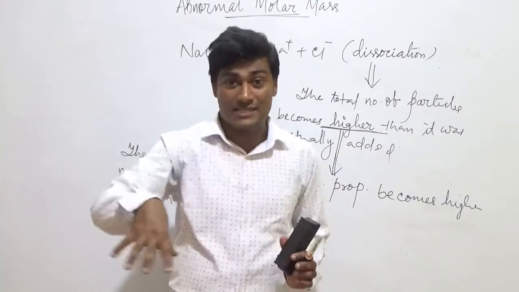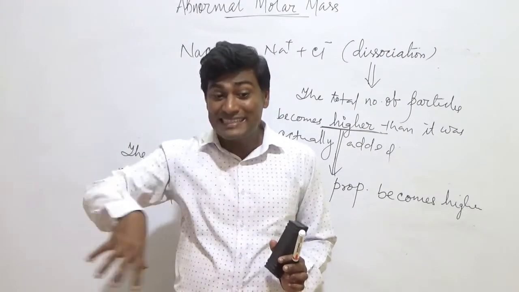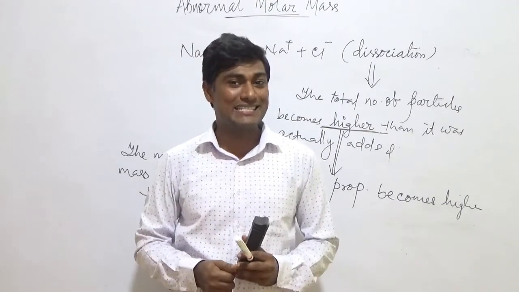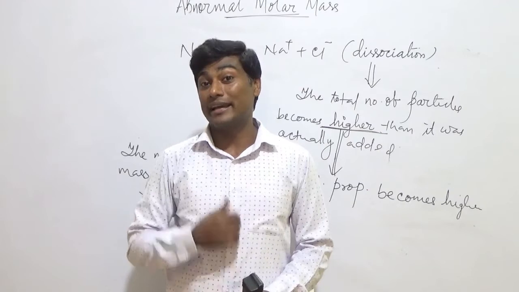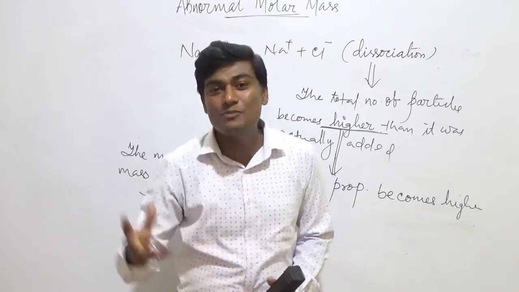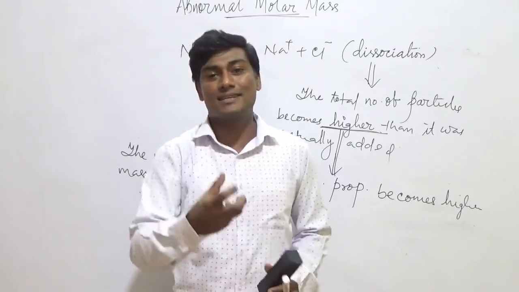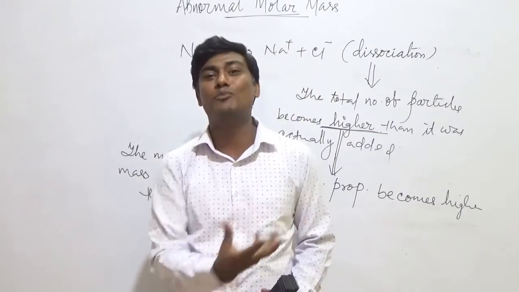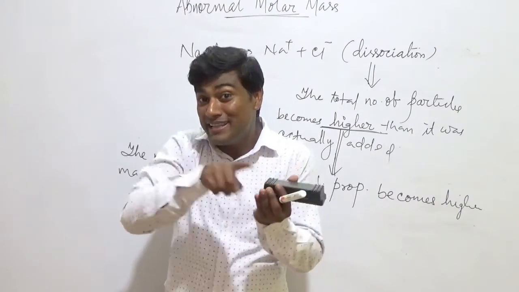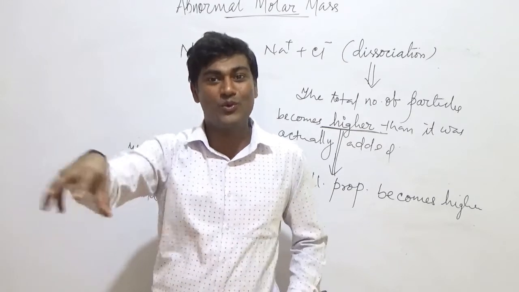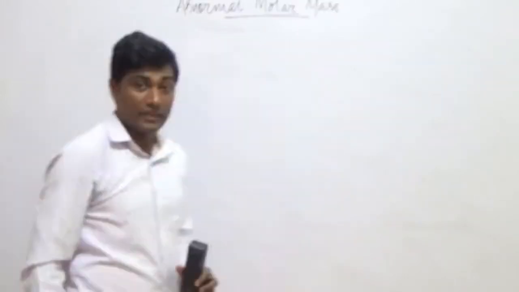To adjust this abnormality, this disadvantage, Van 't Hoff gave a factor called the Van 't Hoff factor. This Van 't Hoff factor will adjust the increasing or decreasing molecular mass and will bring that molecular mass to the true value. Okay, how? We'll see.